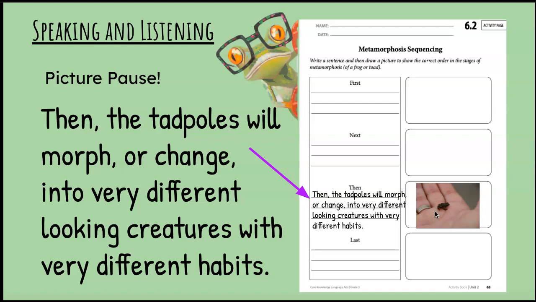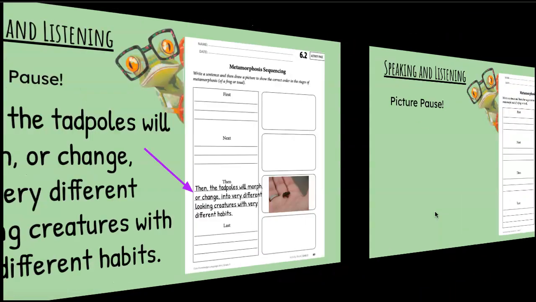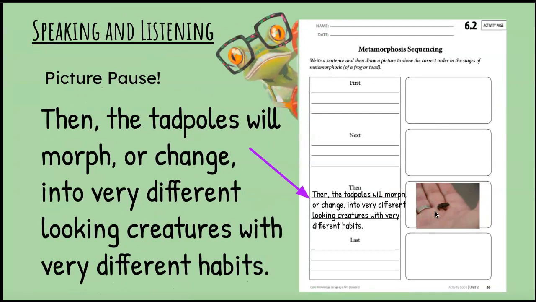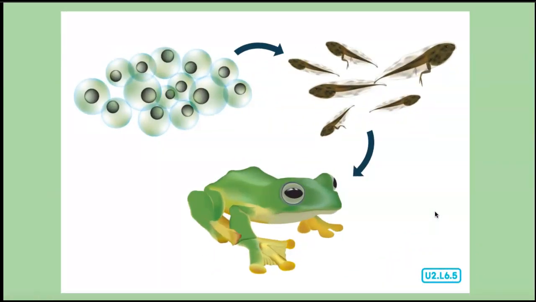The last signal word that we're listening for is last. Oh, did we already hear it? Listen as I read. I'll go back to the picture so that you can see the picture as I'm reading. Sorry about that, guys. Then the tadpoles will morph or change into very different looking creatures, young amphibians with very different habits. Last, young amphibians will grow into adult toads.